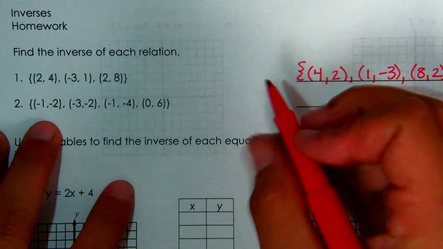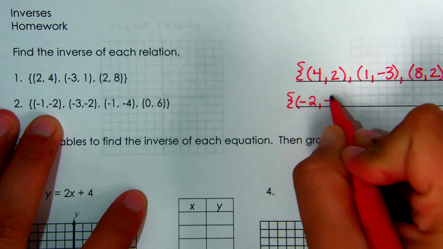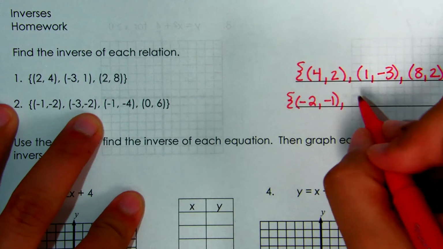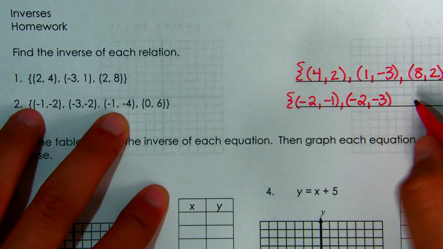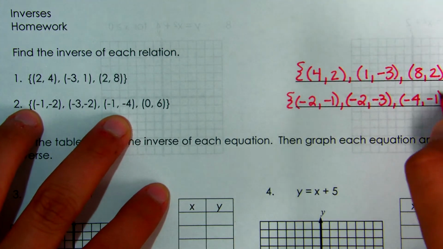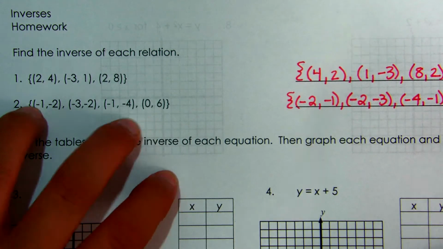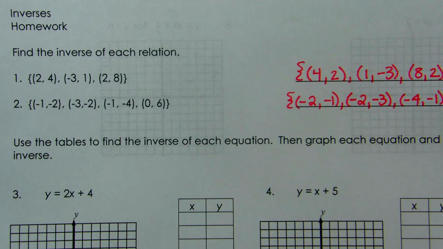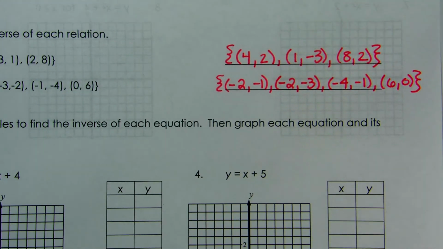Same thing, switch x and y. -1, -2 becomes -2, -1. -3, -2 becomes -2, -3. -1, -4 becomes -4, -1. And 0, 6 becomes 6, 0. Ran off the page a little bit there, my apologies. There are my 2 sets of points as ordered pairs.